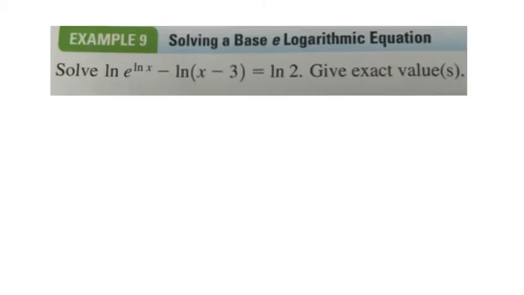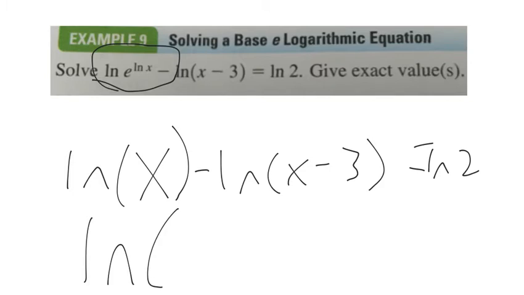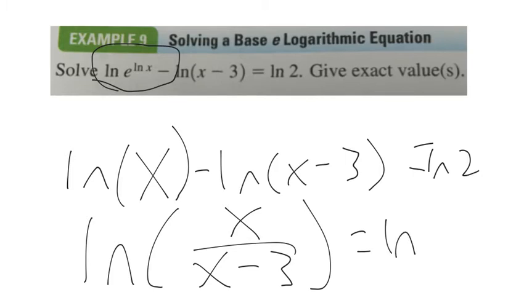Now for the next example. ln of e raised to the power of ln of x, minus ln of x minus 3, equals ln of 2. It says give the exact values. Since you have ln of e raised to some exponent for the very first term, this one would just simplify to the exponent, which is ln of x, minus ln of x minus 3 equals ln of 2. Now, since we're subtracting the logarithms on the left-hand side, we can combine them into one logarithm and divide: ln of x over x minus 3 equals ln of 2.